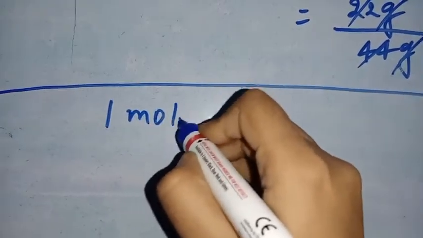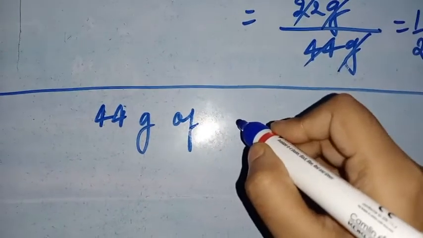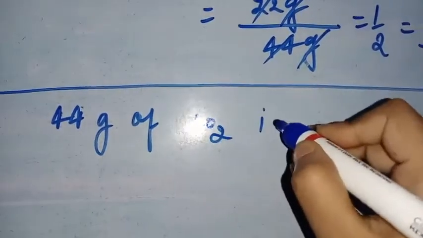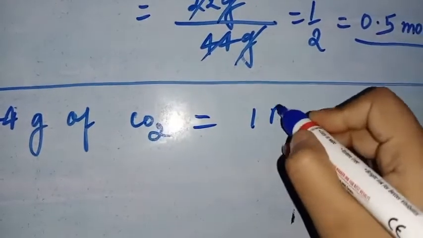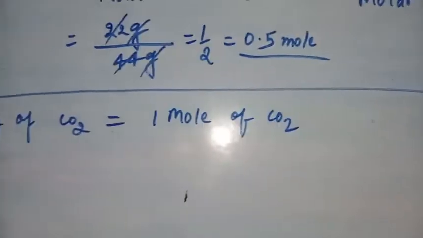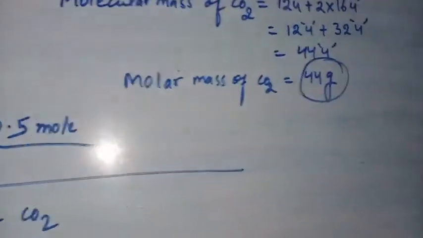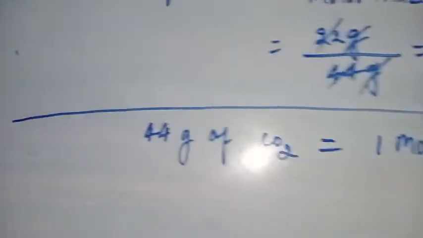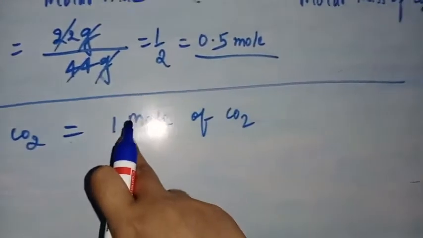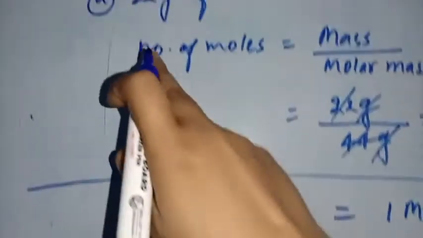1 mole, like that you can write: 44 gram of CO2 is equal to 1 mole of CO2. The molar mass of CO2 is 44 gram. It means it is 1 mole of carbon dioxide. So we can write 44 gram of carbon dioxide is equal to 1 mole of carbon dioxide. Now we have to calculate in 22 grams of carbon dioxide what is the mole.